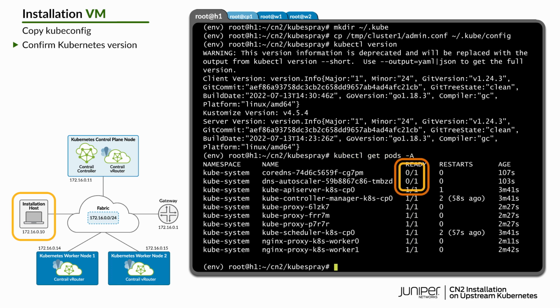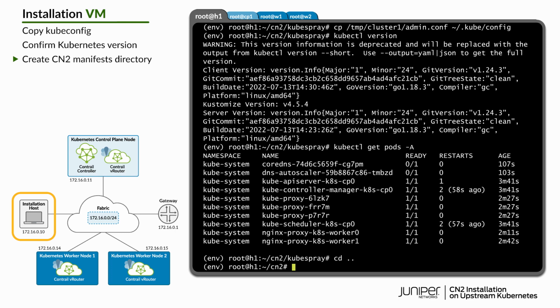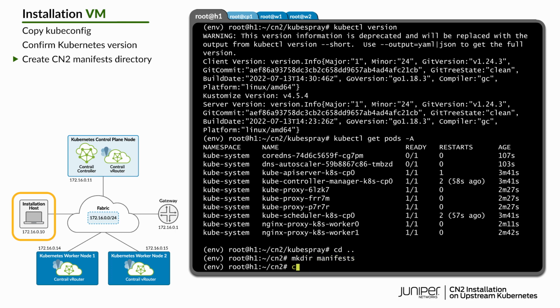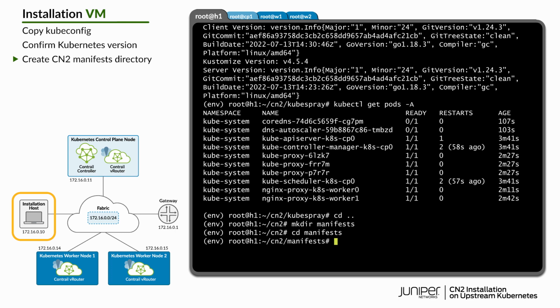Note that some pods are not up. This is because we haven't installed CN2 yet. Now we're ready to set up CN2. First, let's create a directory where we'll put the CN2 manifests.